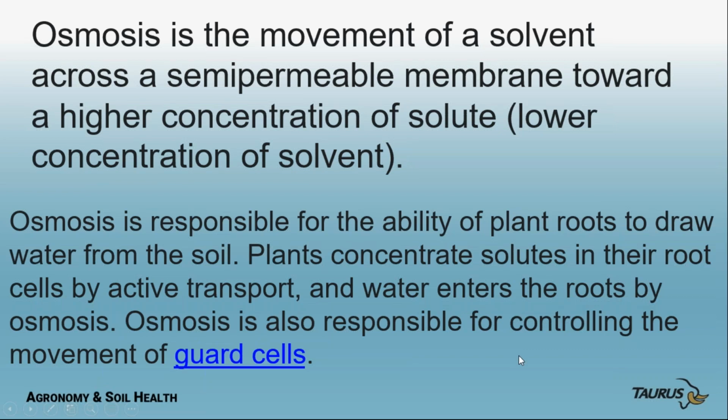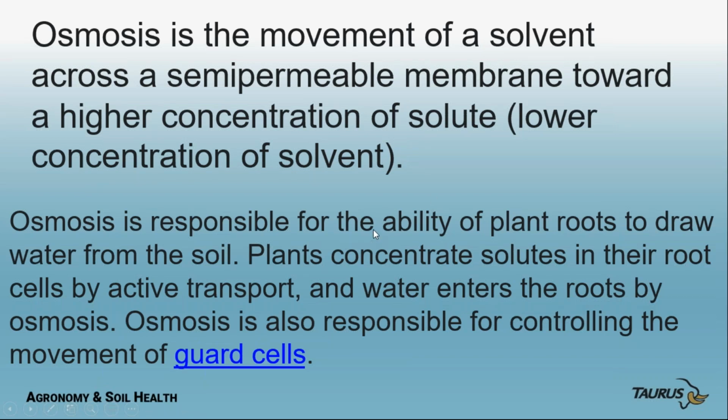Now, you need to understand one thing, and that's the term osmosis, which is the movement of a solvent across a semi-permeable membrane towards a higher concentration of solute. And the solute can be salts, can be sugars, and so on. Those are solutes. So if you've got a high concentration of a liquid, I'll show you a picture in a minute, and that'll help explain.